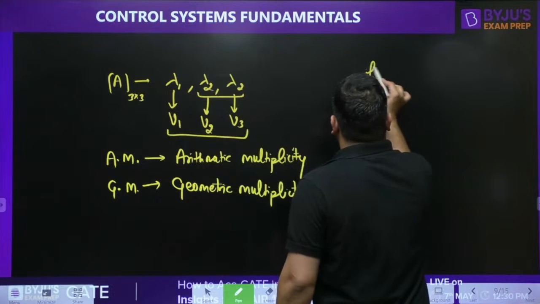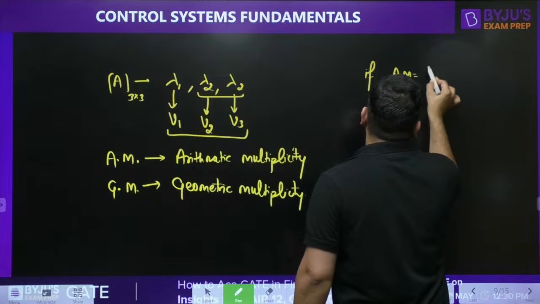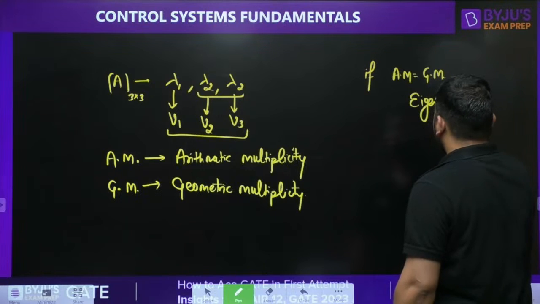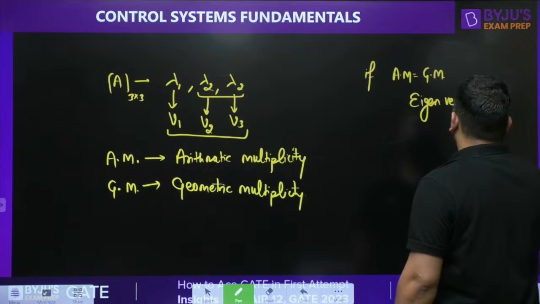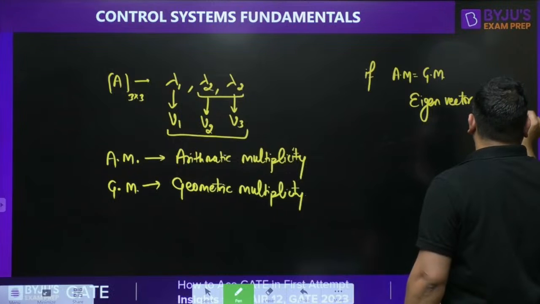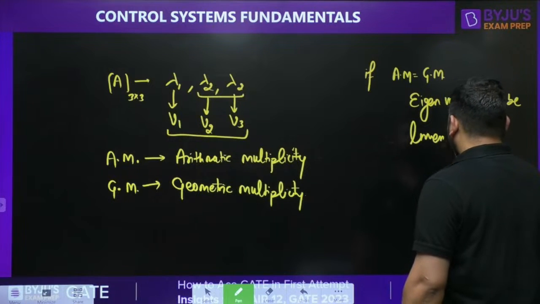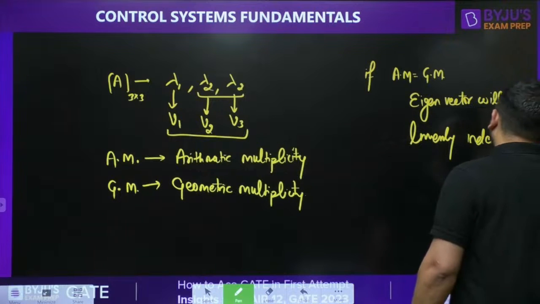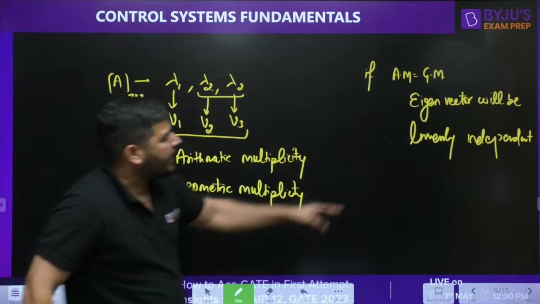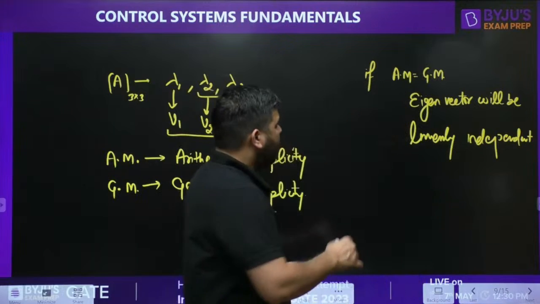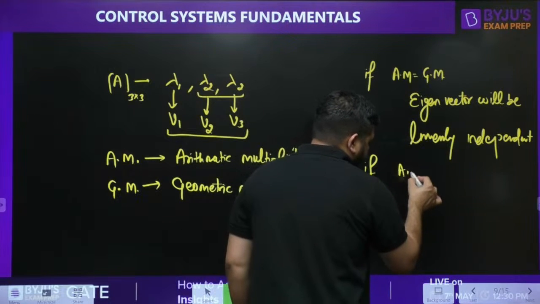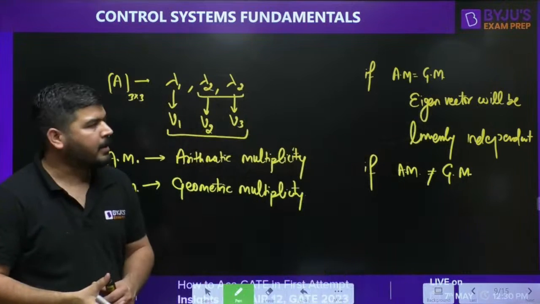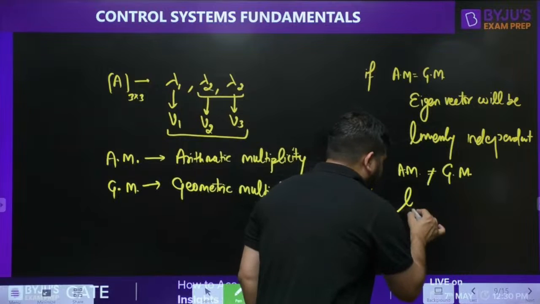If algebraic multiplicity is equal to geometric multiplicity, then the eigenvectors will be linearly independent. If AM is equal to GM, then the eigenvectors will be linearly independent. But if AM is not equal to GM, then the eigenvectors will be linearly dependent.